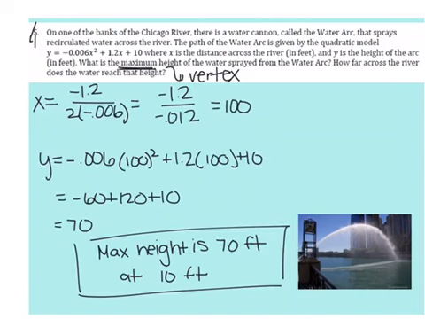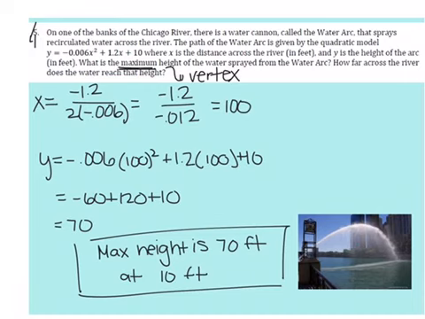So when I read this, the word that stuck out to me was maximum. Remember, maximum tells me I need to find the vertex. So I'm going to use the formula x equals the opposite of b divided by 2 times a. So when I did that, I ended up getting 100 for my x value. So once you find your x value, you have to plug it in to find your y value.